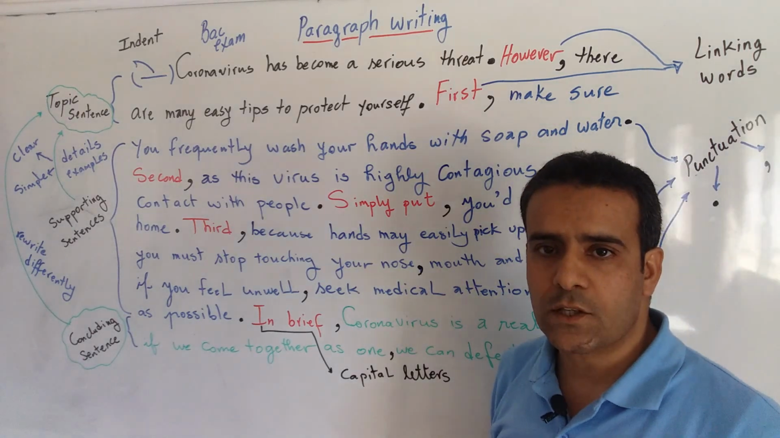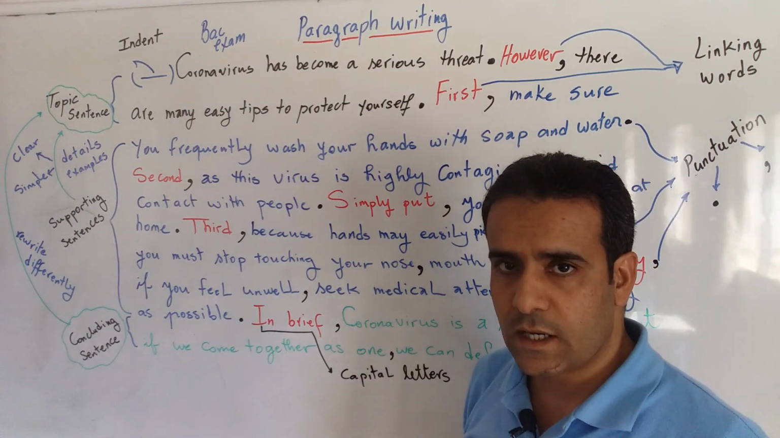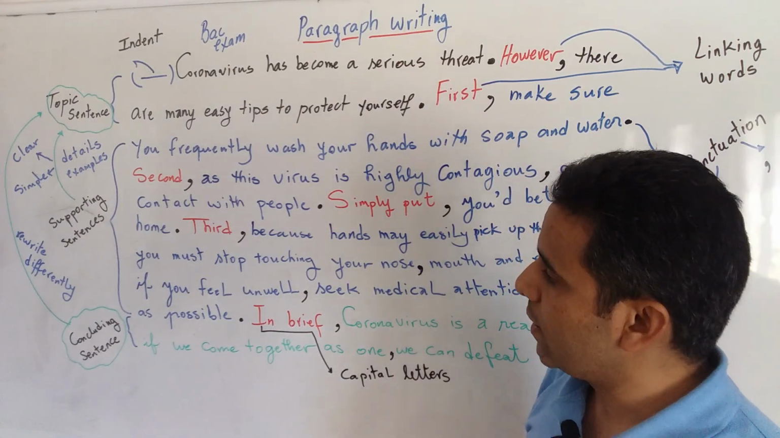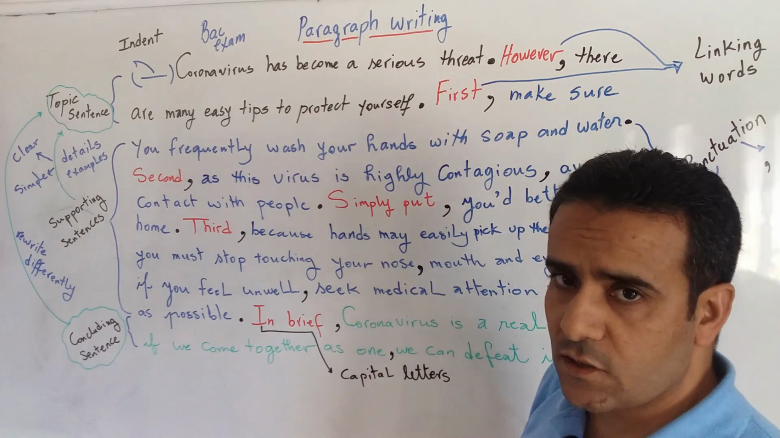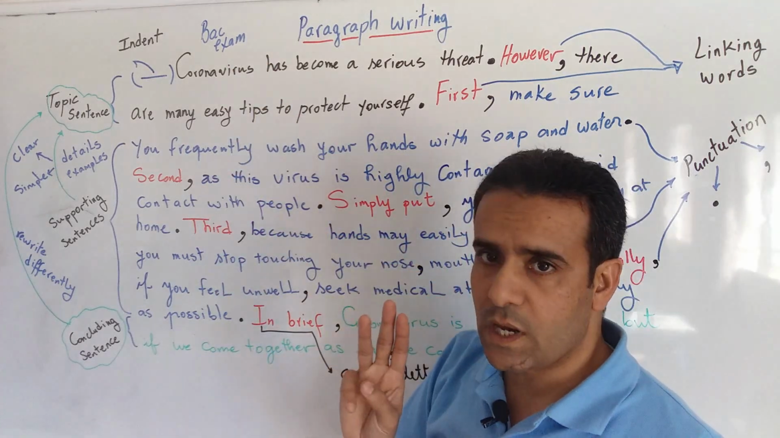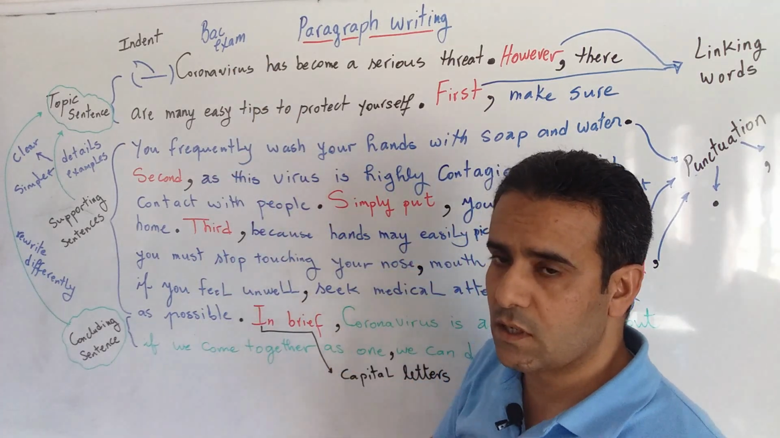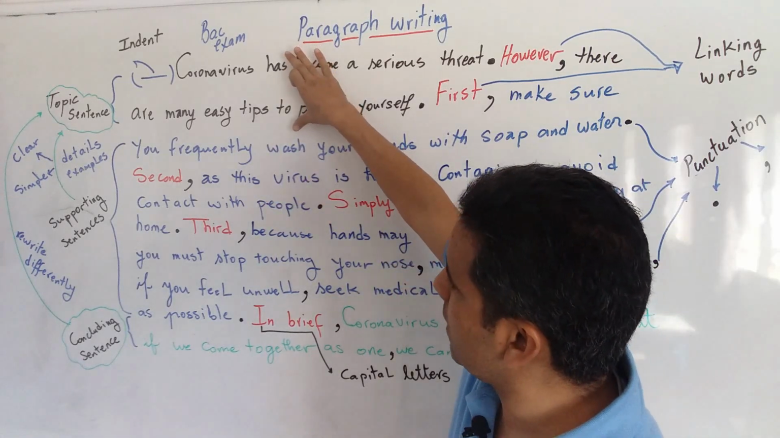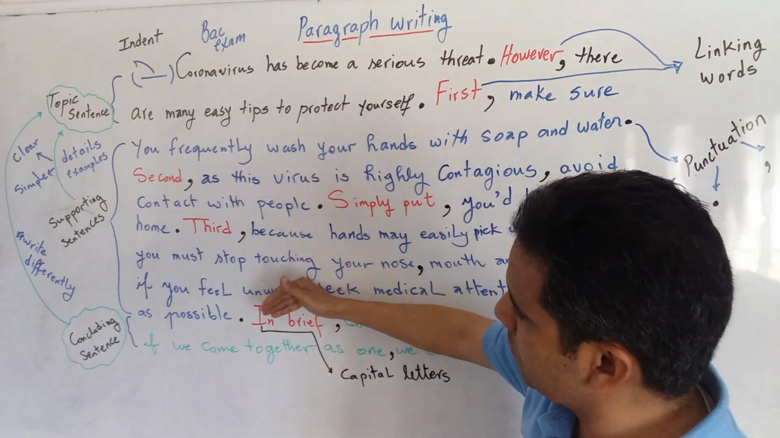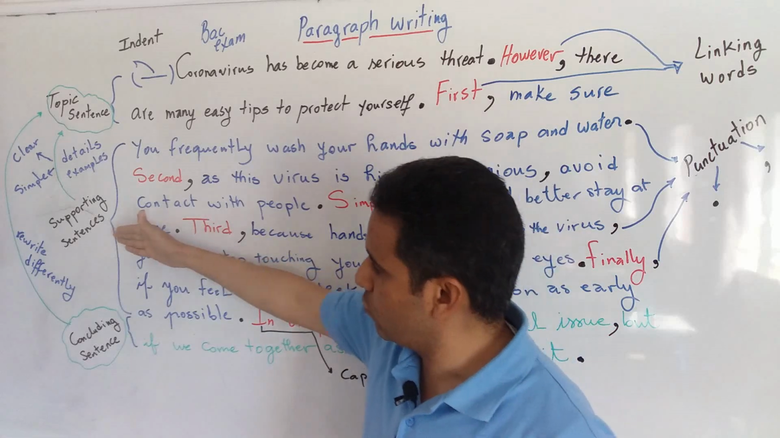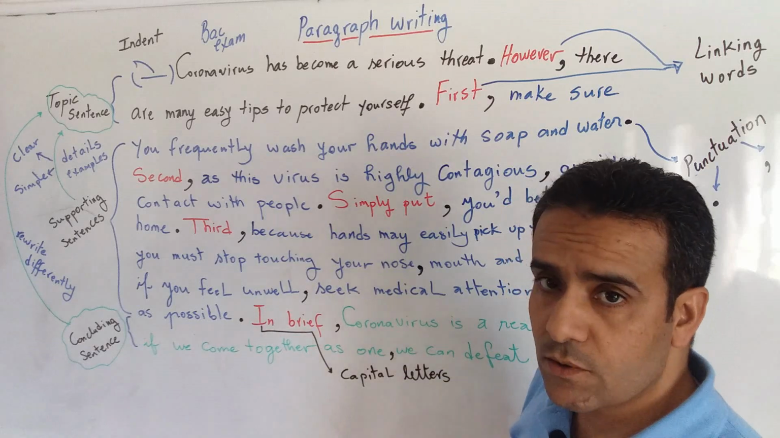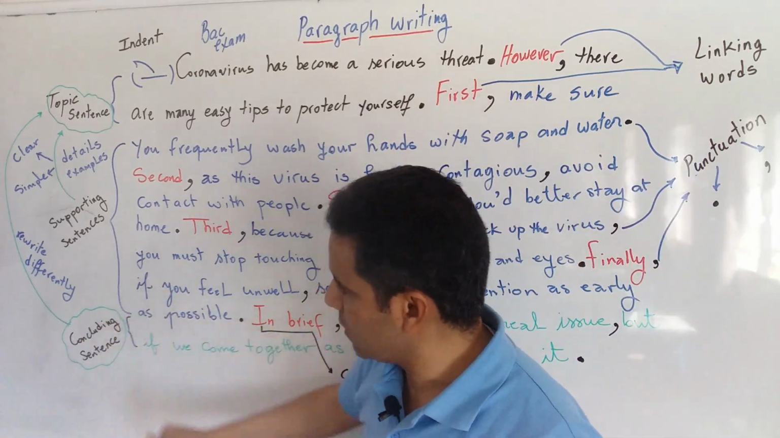Alright, I hope that you have seen that writing a paragraph is not that hard. Well, to make things easier for you, I'd like you to pay attention to these 3 big elements in a paragraph. The first one in black is called the topic sentence. The second one in blue, we call them supporting sentences. And the last one in green is called the concluding sentence.